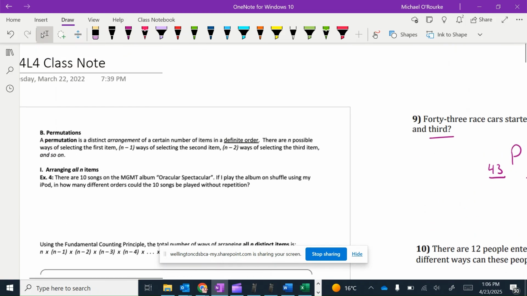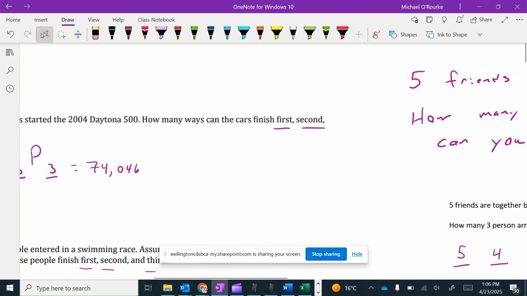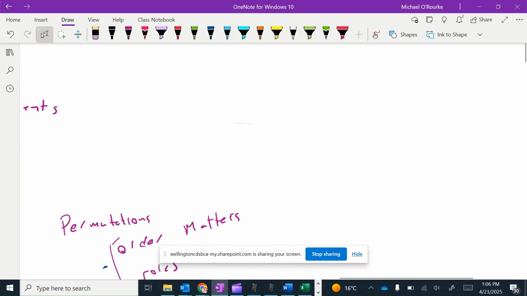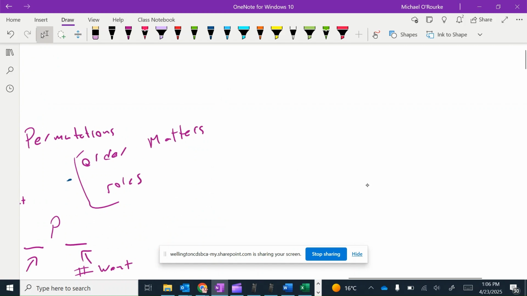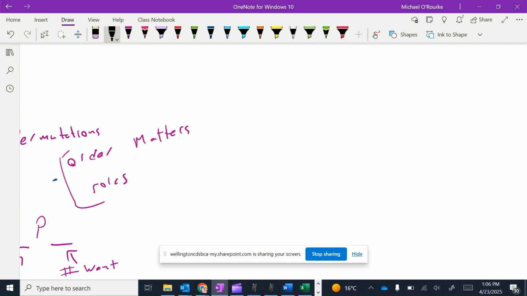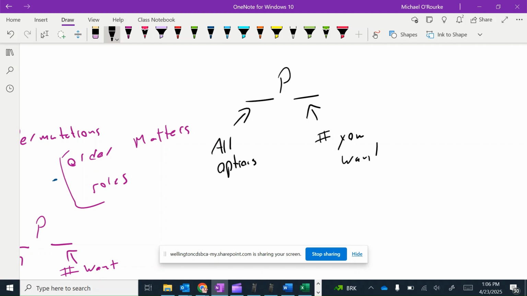So the big thing here is that permutations have order. Okay, they have order. Order matters, or roles. And when you do a permutation, all options go here. And here is the number you want. And go from there. Okay?